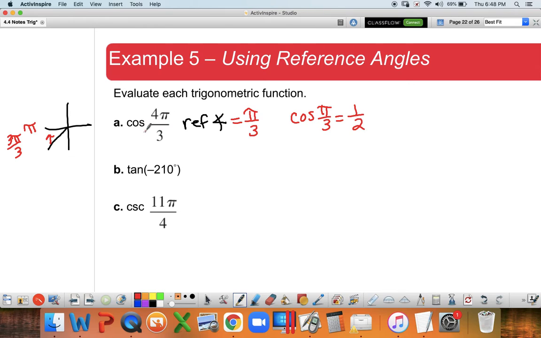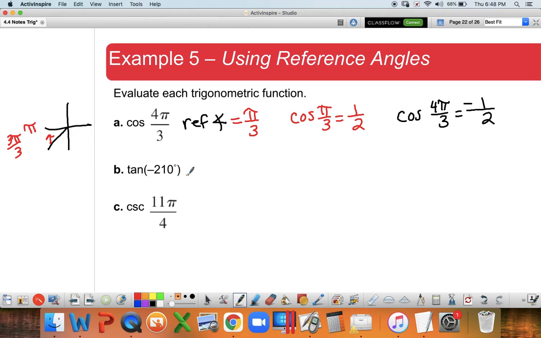But I want to figure out the cosine of 4 pi over 3. Well, in this quadrant, is cosine positive or negative? It's negative. Therefore, this is negative 1/2. I'm going to make sure I put the negative there. You can see it.